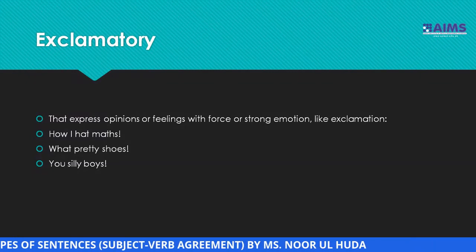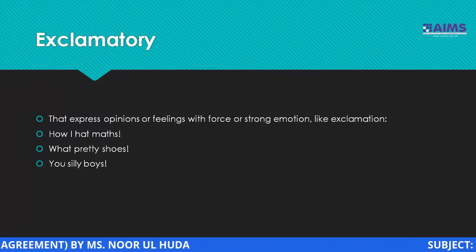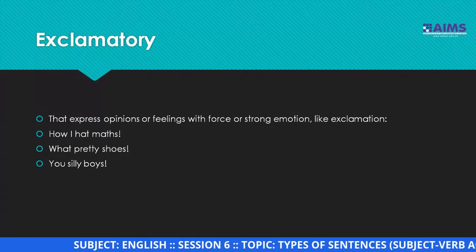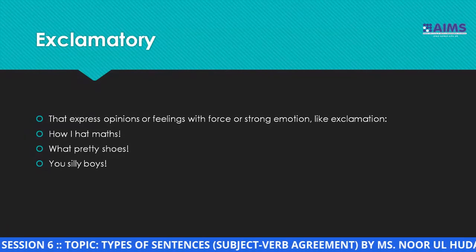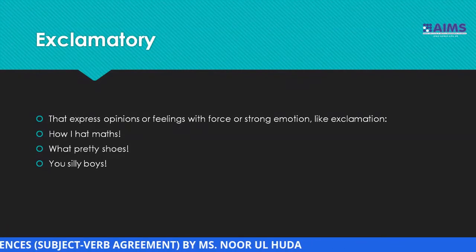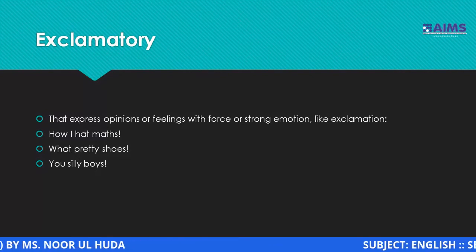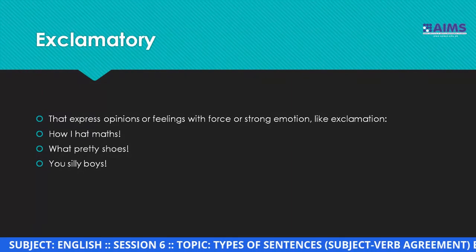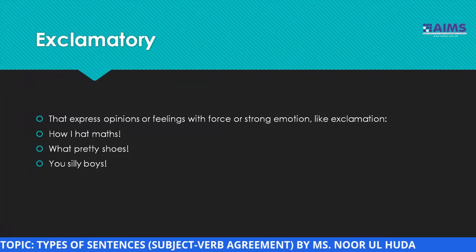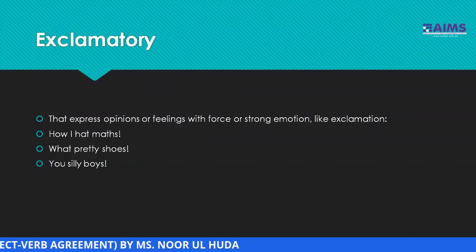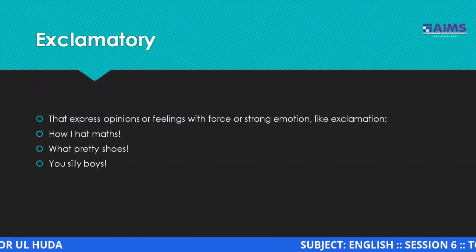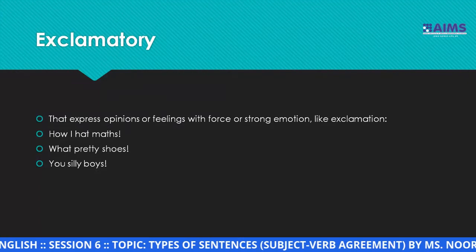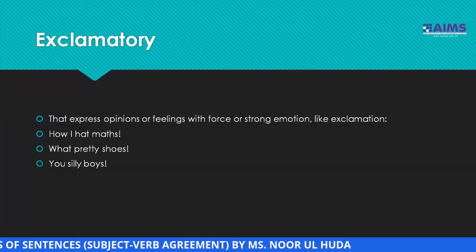Let's suppose, "How I hit maths." This could be the right sentence. Or "How I hate maths." Oh, probably the E is missing here. "How I hate maths" or "How I hit maths." Both are correct. I'm just telling my feelings or hatred about mathematics. Another sentence is "What pretty shoes!" So this is also an exclamatory sentence. "You silly boys!" This is also an exclamatory sentence, showing my emotions about some boys.